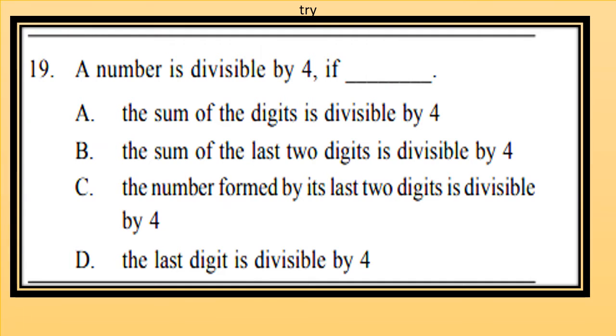A number is divisible by 4 if the sum of the digits is divisible by 4. The sum of last two digits is divisible by 4. The number formed by its last two digits is divisible by 4. The last digit is divisible by 4. Now here you have to put the divisibility rule of 4.